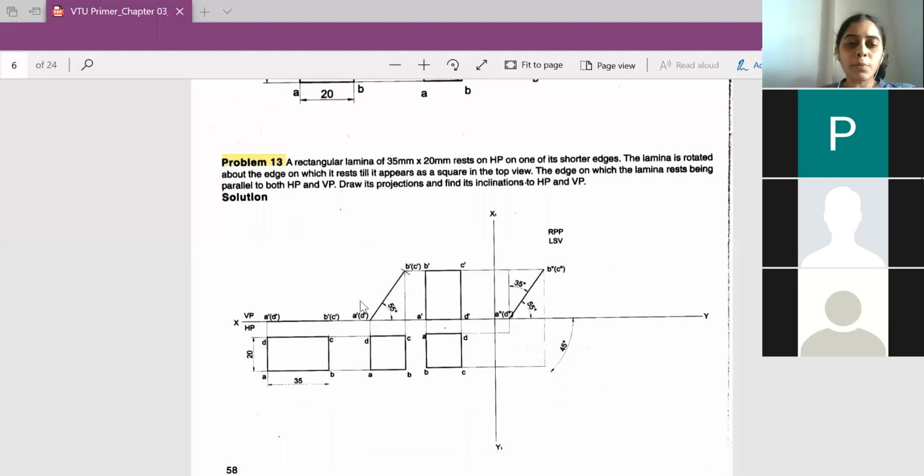After that, keep the protractor and measure the angle. That gives you the inclination of the angle with respect to HP in what it is rotated to get a square lamina here in the top view. Okay. So after that, it is told the edge on which the lamina rests, this is the edge on which the lamina was resting in HP. The same edge is now parallel to VP.